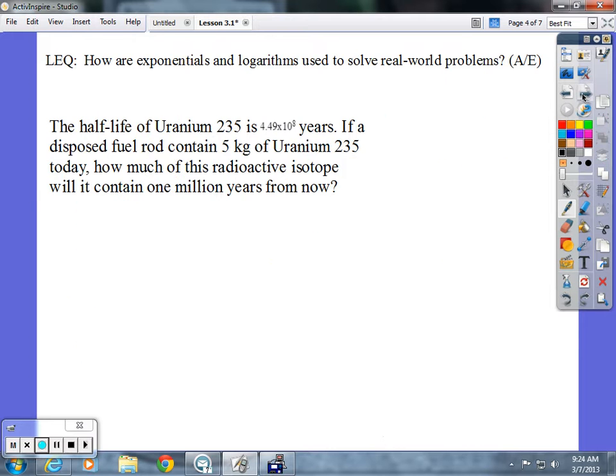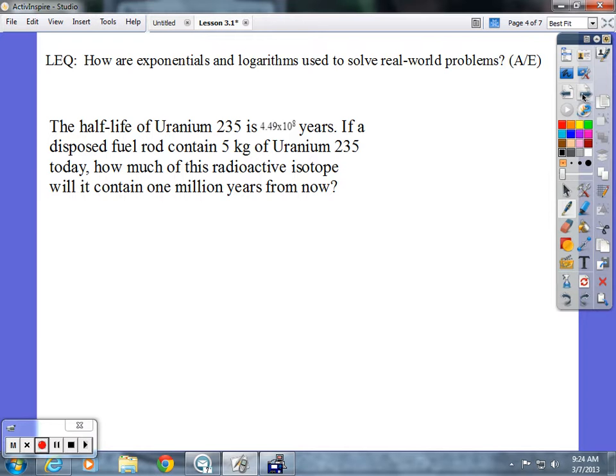Okay, next. The half-life. That's a topic we've been talking about. The half-life of uranium-235 is 4.49 times 10 to the 8th years. That's a lot of years. If a disposed fuel rod contains 5 kilograms of uranium-235 today, how much of this will it contain 1 million years from now? Okay, Dr. Evil.